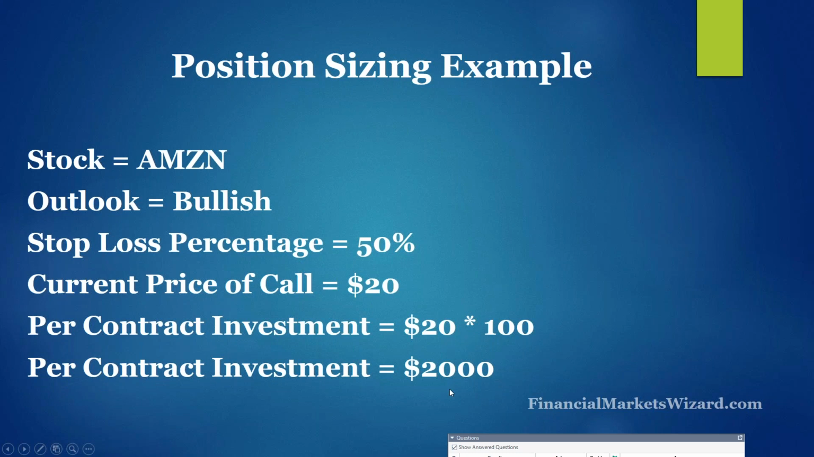So if the price is $20 and you buy one contract, the per contract price is $2,000. So you are investing $2,000 per contract, right? And your loss is 50%. So the question is how many contracts you are willing to buy in Amazon? Is it 10 or is it 1 or is it 2? That's the question. How many contracts will I buy?